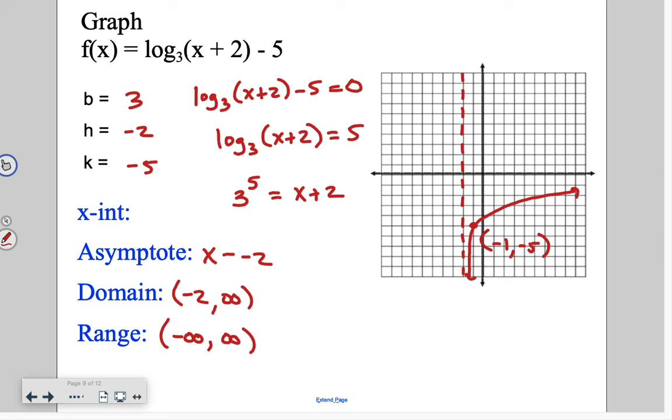And now it actually turns out that it's a whole lot easier to solve at this point. 3 to the 5th power is what? 243. Yep. Equal to x plus 2. You subtract the 2 over, and it turns out that our x-intercept is 241. 241, comma, 0. I told you it would get there eventually, but it's going to be way down the line, way down at 241 where it crosses the x-axis.